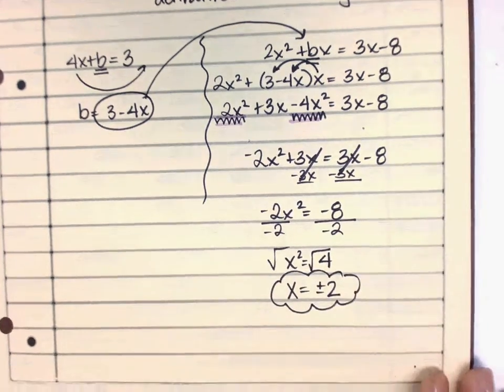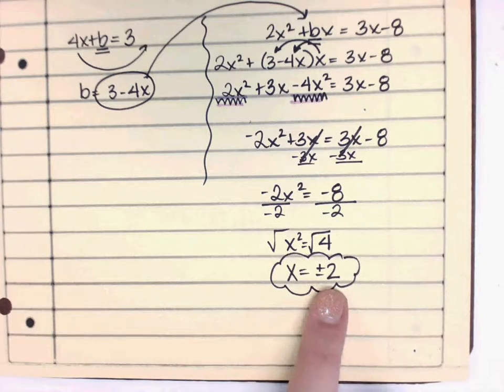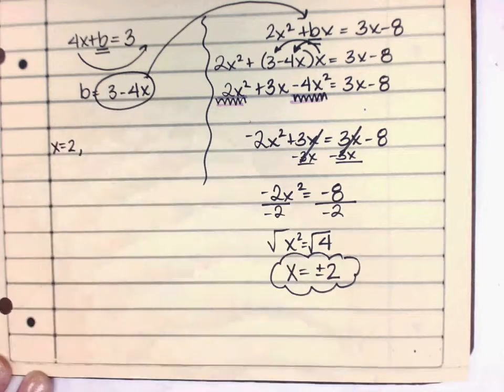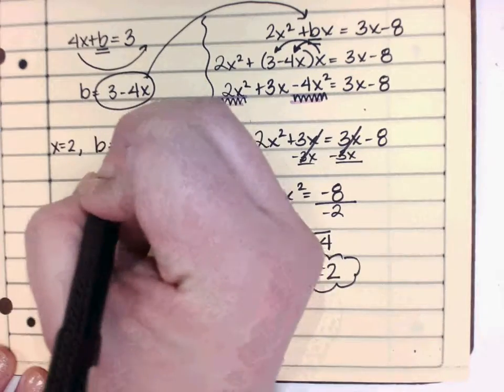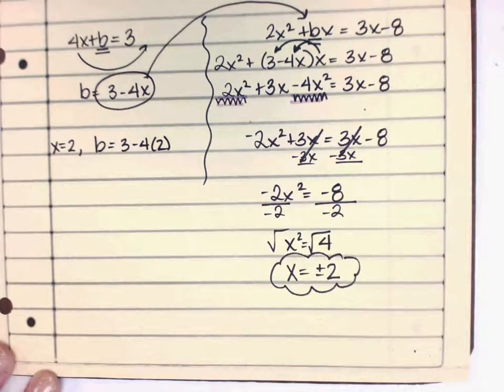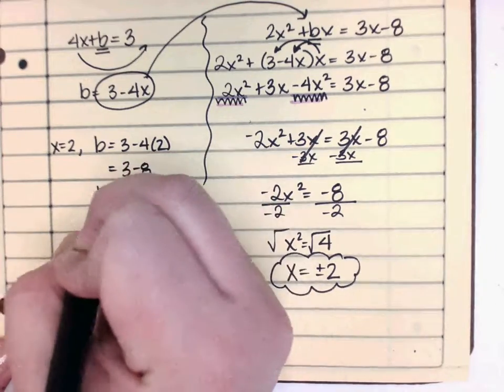Now, when you're doing substitution, if you get 2 x's, you're probably going to get 2 different b's as well. So let's find them one at a time. Let's pick positive 2 first. So if x is positive 2, then I need to find the b that goes with that. So b is 3 minus 4 times 2. So that'd be 3 minus 8, which is negative 5.